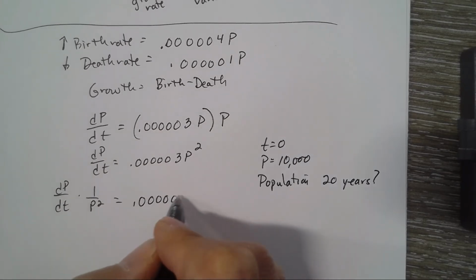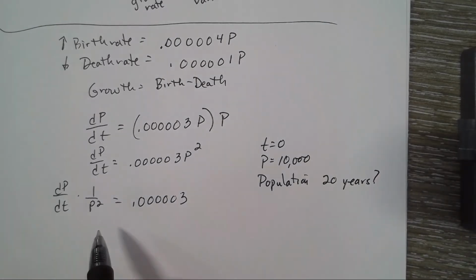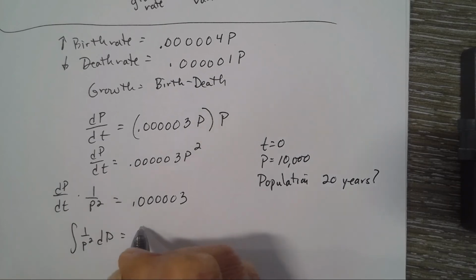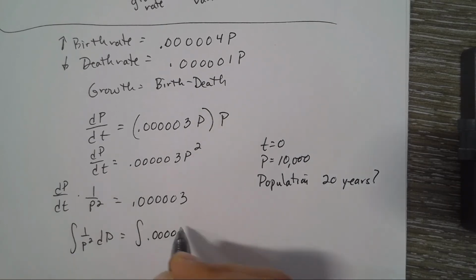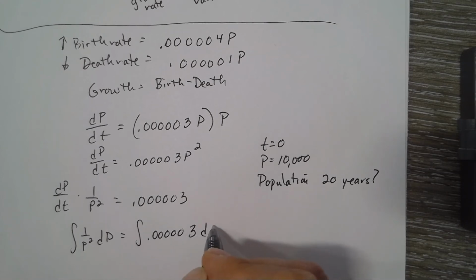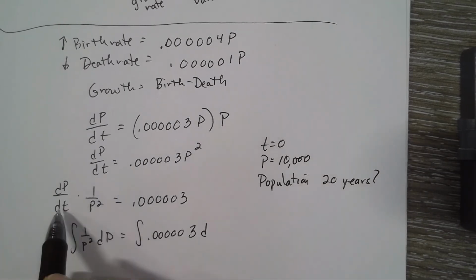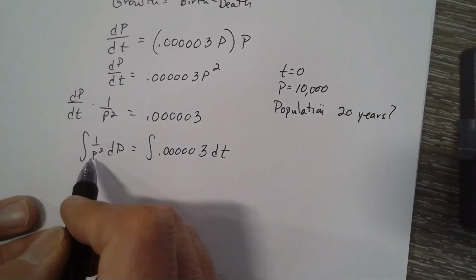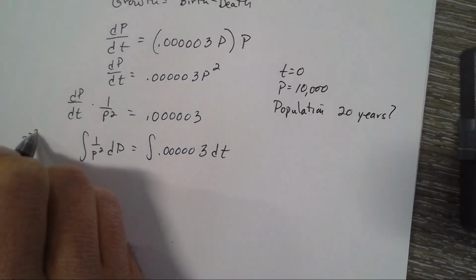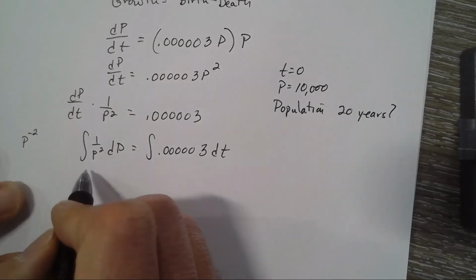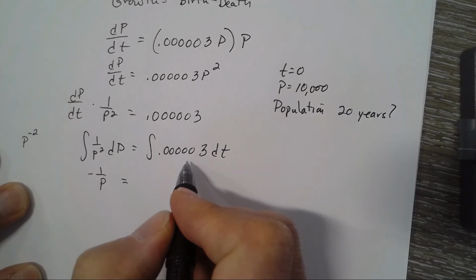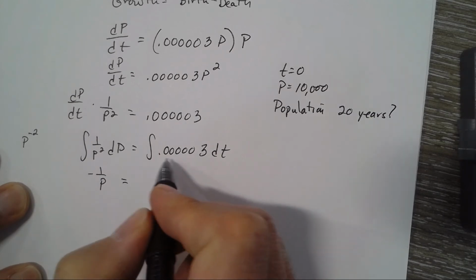So now you can integrate with respect to t, so we end up with the integral of 1 over p squared dp equals the integral of, we're integrating both sides with dt, so it's dt. Okay, so the antiderivative, this is just p to the negative 2, so the antiderivative of p to the negative 2 would be negative 1 over p. Antiderivative of a constant is just, in this case, plus c.